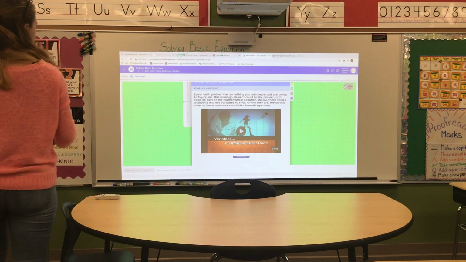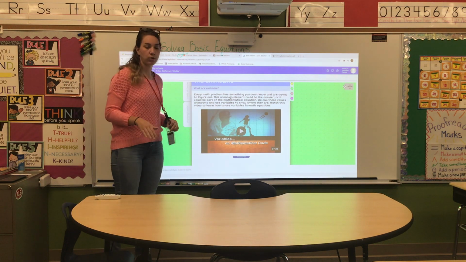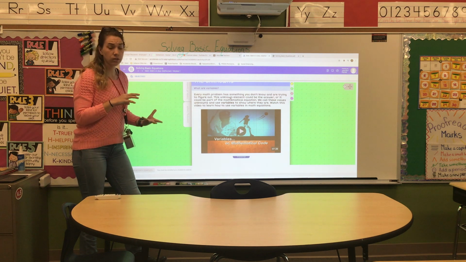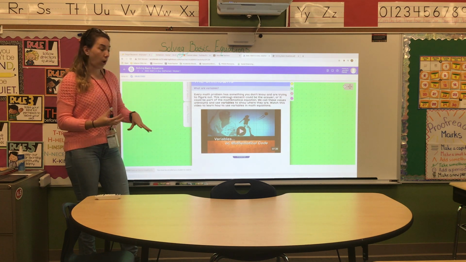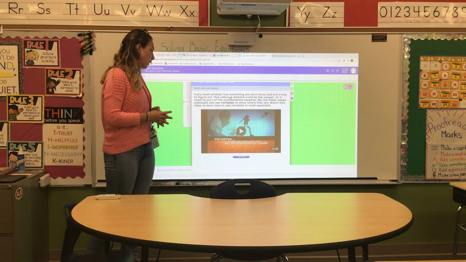Solving basic math equations. That's what we're working on today. Because every math problem has something that you don't know and you're trying to figure out. This unknown could be part of the answer, or it could be part of the problem, and we just have to figure it out. These are called variables when we don't know something.